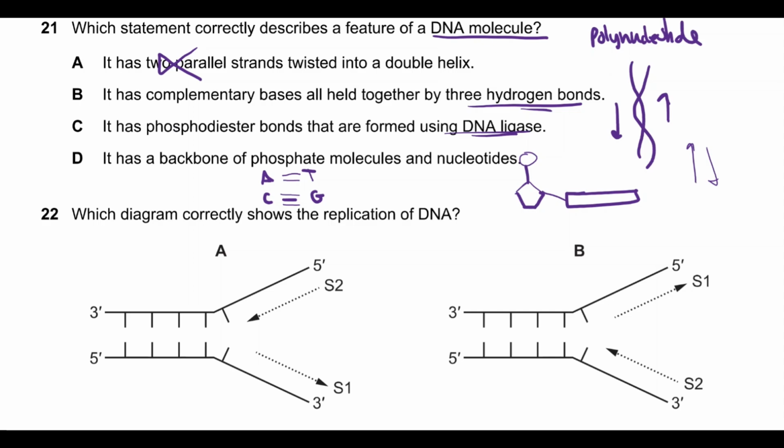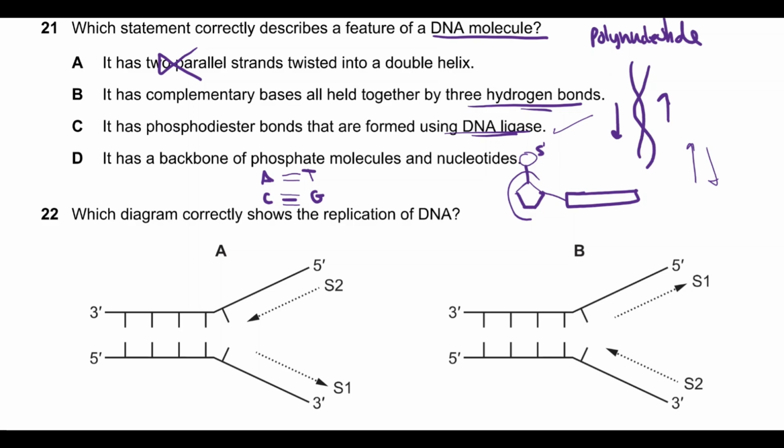C, it has phosphodiester bonds that are formed using DNA ligase. So a phosphodiester bond is a bond between the pentose sugar and the phosphate group, and it is formed directly by the DNA ligase. Therefore, this is correct, and it's a very strong covalent bond, and the DNA ligase forms the backbone of the DNA molecule.